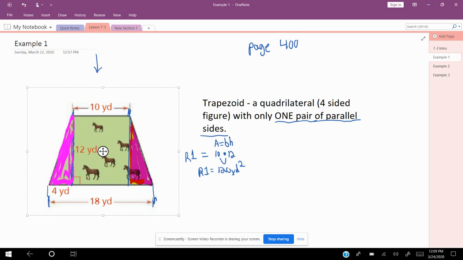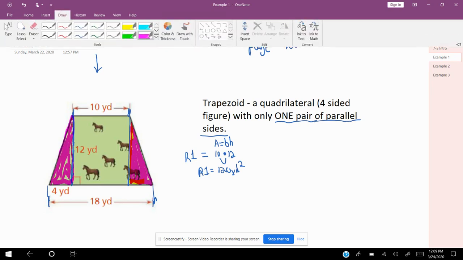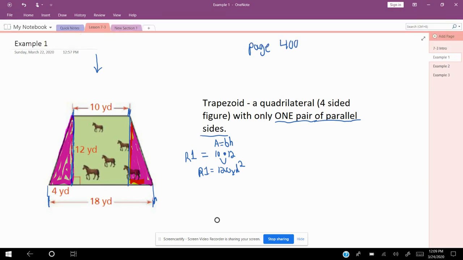So I need to figure out what those areas are. All right, so if I look at this triangle, it seems like they told me the base here from this part to this part is 4 yards, and the height is still going to be 12 right there. So I'm going to call that triangle 1.